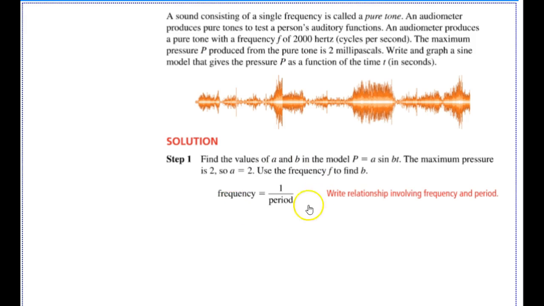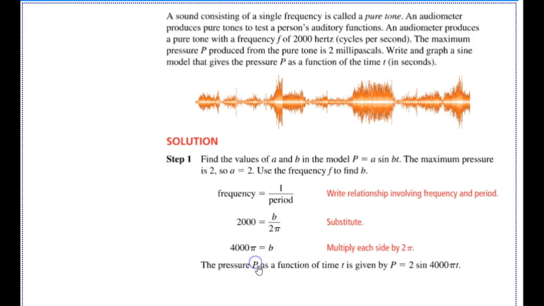So I'm just going to rewrite this relationship. I was told that I have the frequency. And since we're looking at a sine curve, I know that my period is 2 pi. So I substitute in what I know, and then I multiply both sides by 2 pi. And so I end up with 4,000 pi. So P, as a function of time, is given as P equals 2 sine 4,000 pi t.